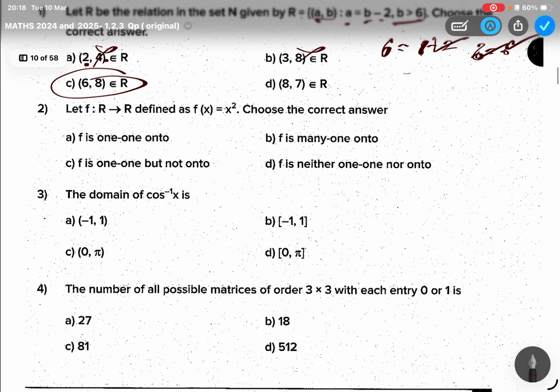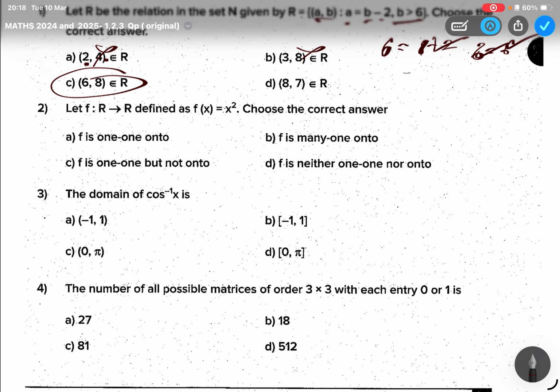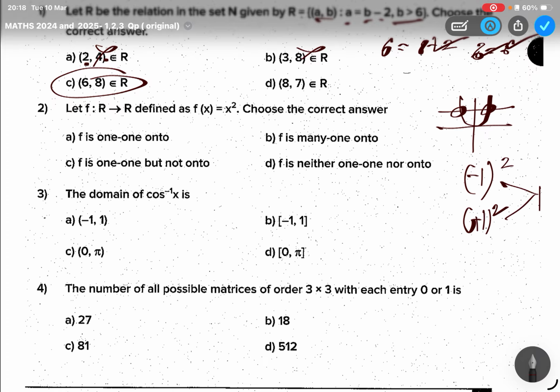This is also not. And x square is there, from R to R, this is the graphical representation of x square. Whenever you take a line parallel to the x-axis, it cuts 2 times, so it is not one-one, because minus 1 and plus 1 squared both give the answer 1. Hence it is not one-one. Also it is not onto, because the codomain is the real numbers and the range is only 0 to infinity. Because of that, it is neither one-one nor onto.